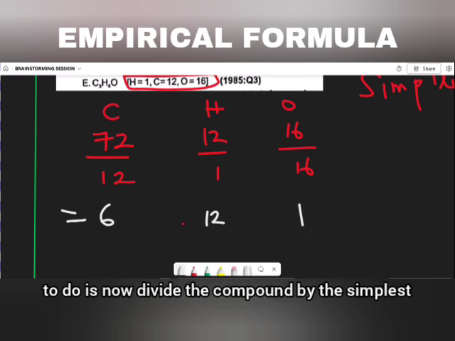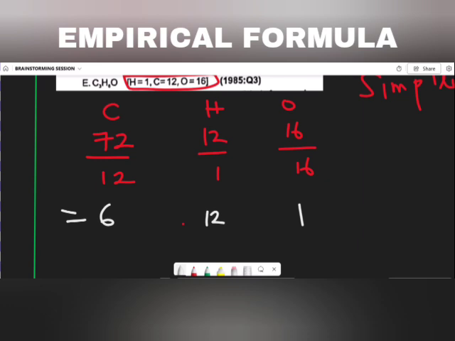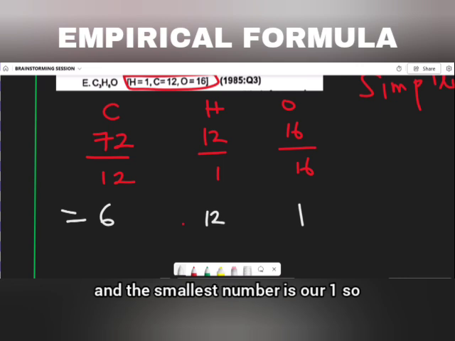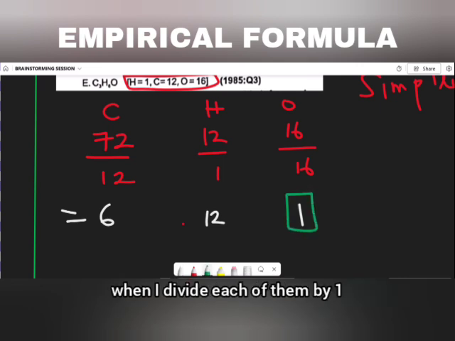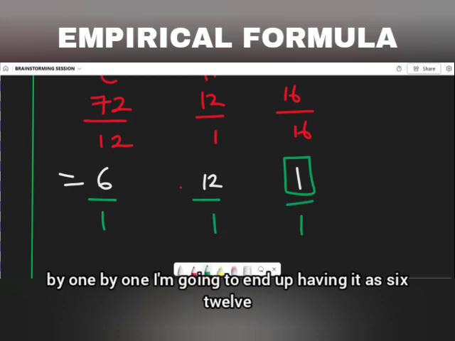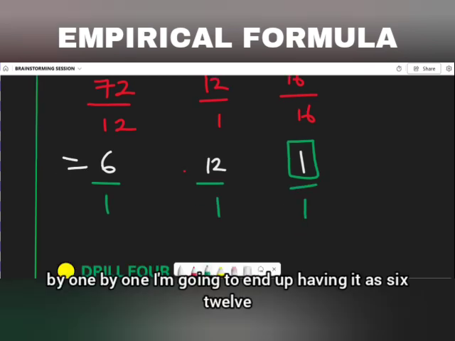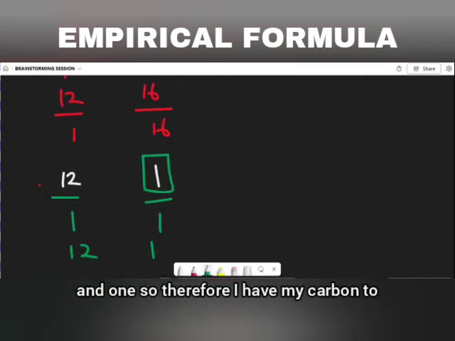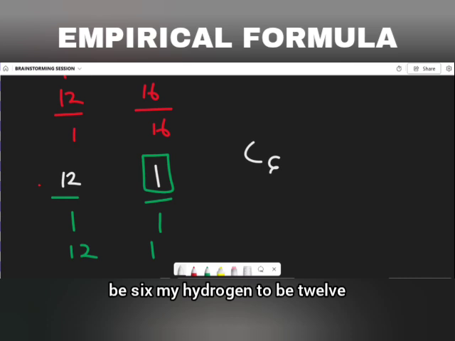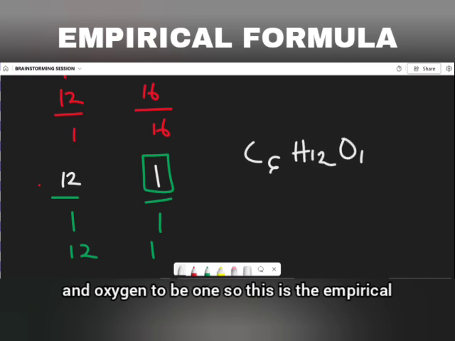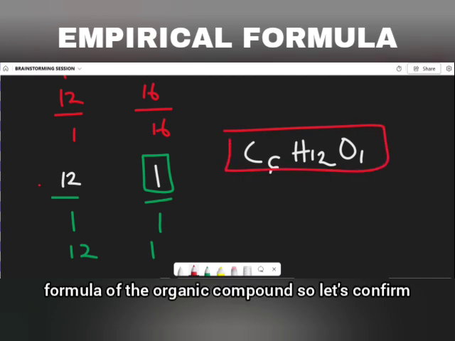So the next thing to do is to divide each by the smallest number, not the simplest number, the smallest number. And the smallest number is our 1. So when I divide each of them by 1, I'm going to end up having 6, 12, and 1. Therefore, I have my carbon to be 6, my hydrogen to be 12, and oxygen to be 1. So this is the empirical formula of the organic compound.